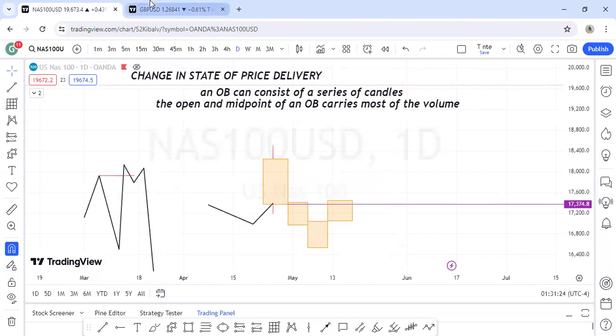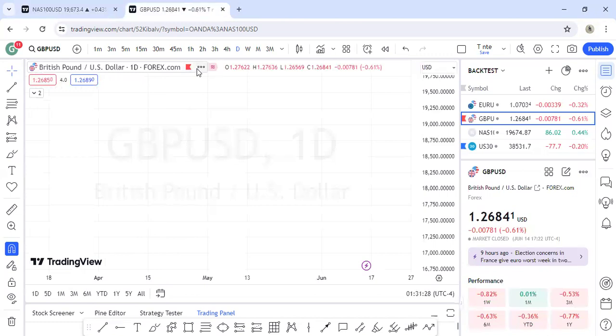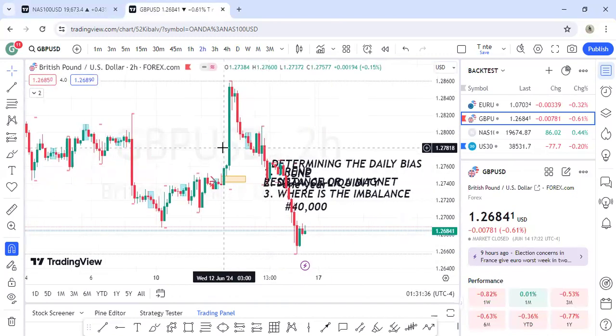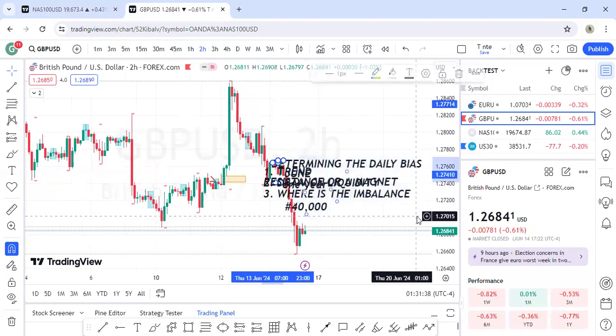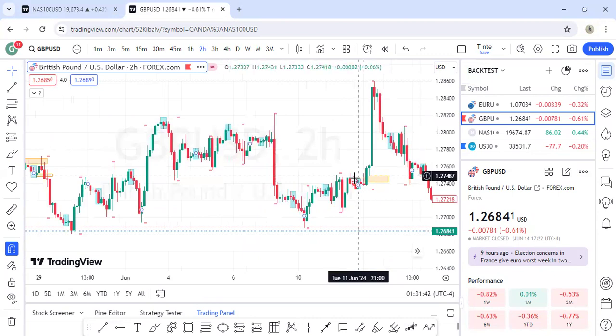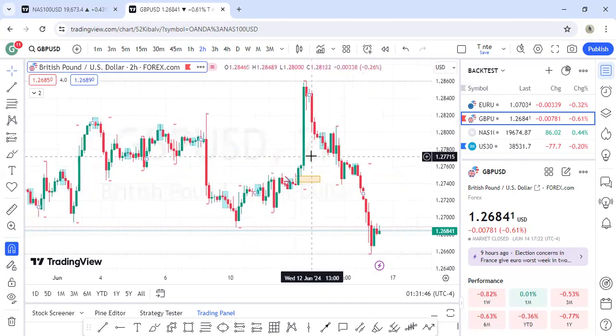So let's just look at some examples of order blocks on our charts. Let's look at GBPUSD. On the 2-hour chart, let us quickly look at GBPUSD. All right, so let's take all this fun stuff out. Can you see the order block here? What happened there? Price ran liquidity. Can you see where price closed below it? So price closed below the order block here.